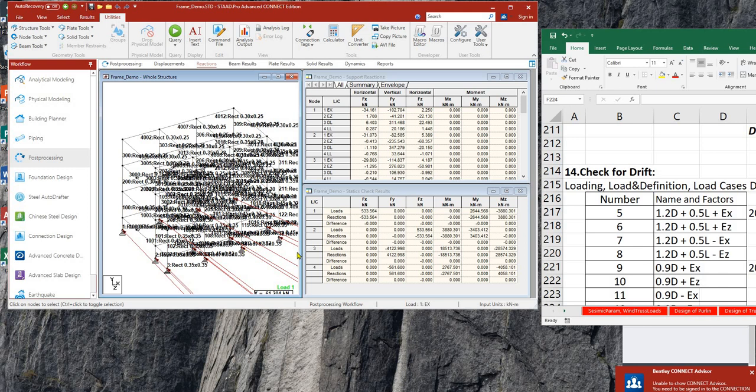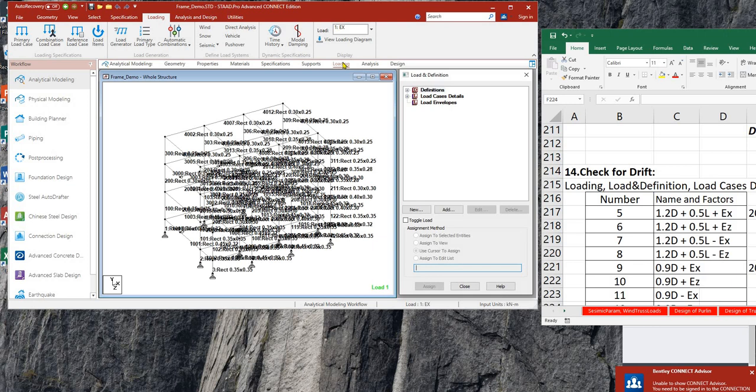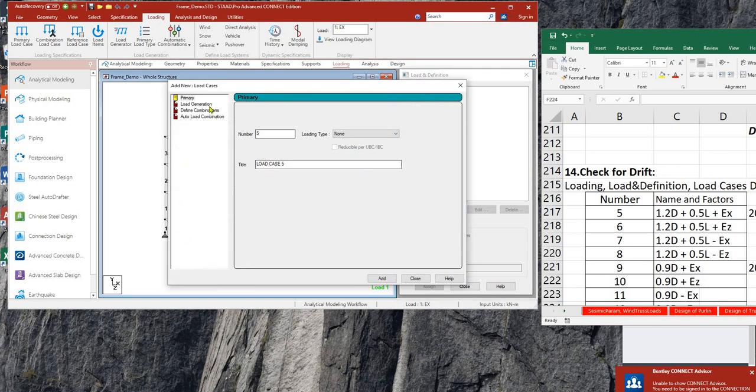Now let's go back to our STAAD. So dito tayo sa analytical modeling. Then punta tayo ngayon sa loading. Tapos dito sa load cases details. Ayan siya, yung first 4. Click tayo ng add. And then dito tayo sa define combinations.